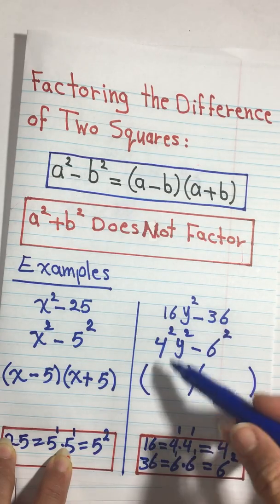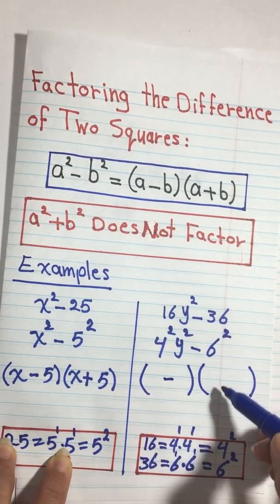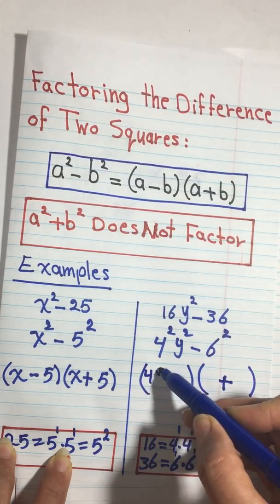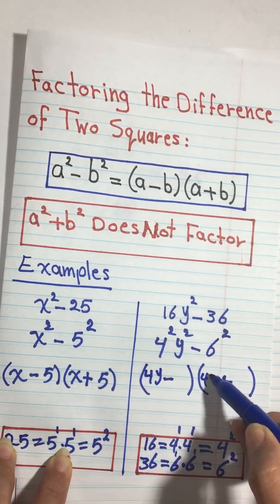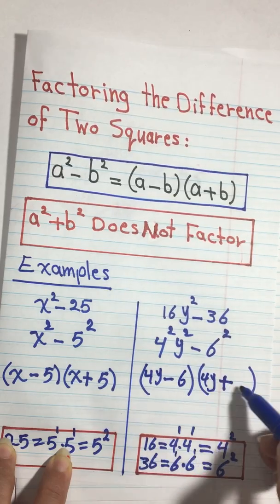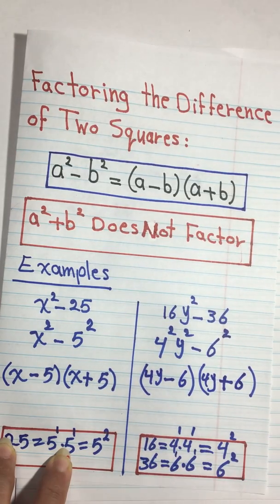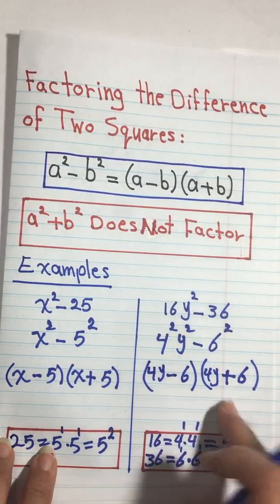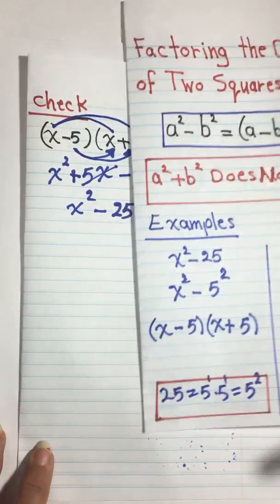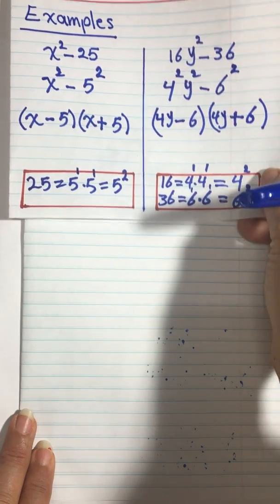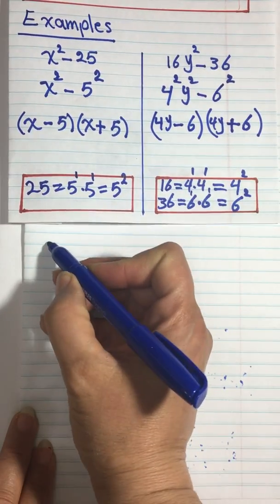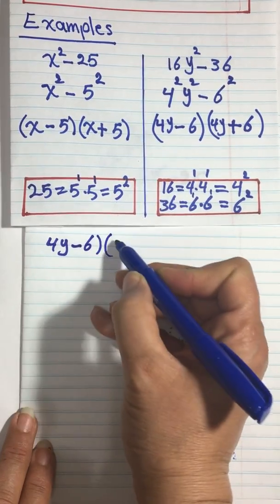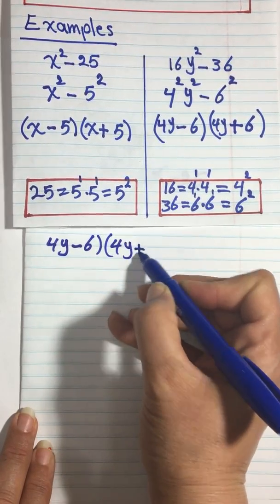I can have 4y first, negative, positive, then 6 and 6. So if I want to check, I can write down (4y minus 6)(4y plus 6).